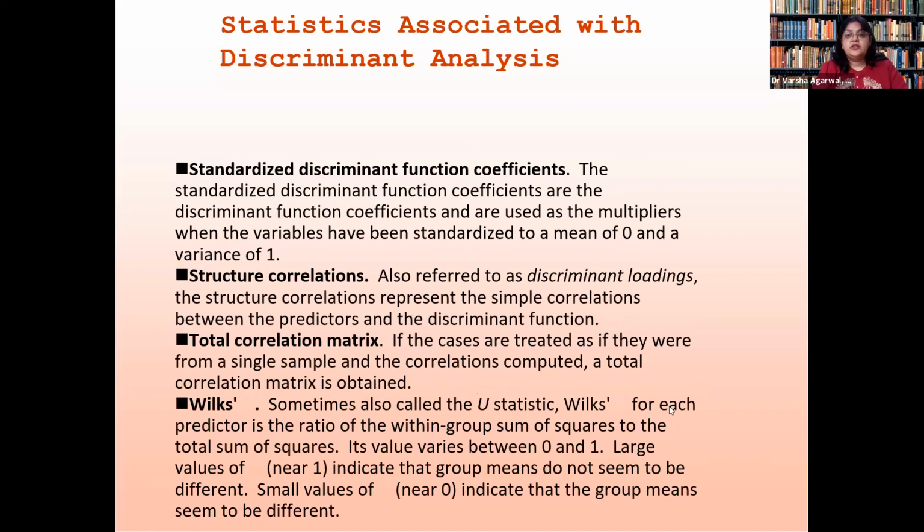So these are a few further terms, okay: standardized discriminant function coefficients, structure correlation, total correlation, and then Wilks' lambda. So Wilks' lambda is important here. Sometimes it is also called the U statistic. So Wilks' lambda for each predictor is the ratio of within group sum of squares to the total sum of squares. So the value is between 0 and 1.